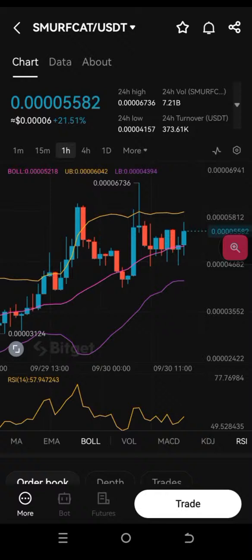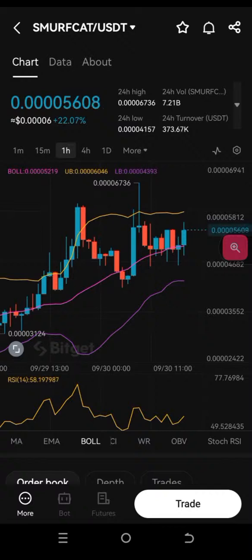Can you see what's happening here? As you can see, I must let you know that BitGet doesn't have the parabolic SAR. I have checked for it, I've looked for it. My absolute best technical indicator is parabolic SAR, but it doesn't have it. So well, we just have to make do with what it has.